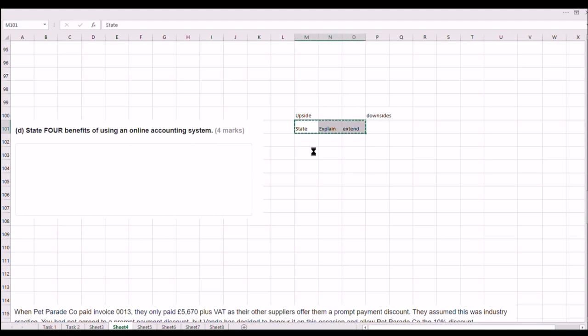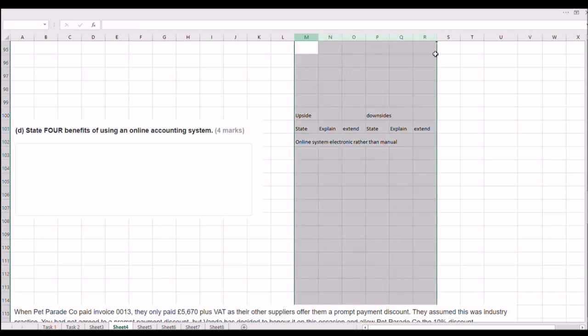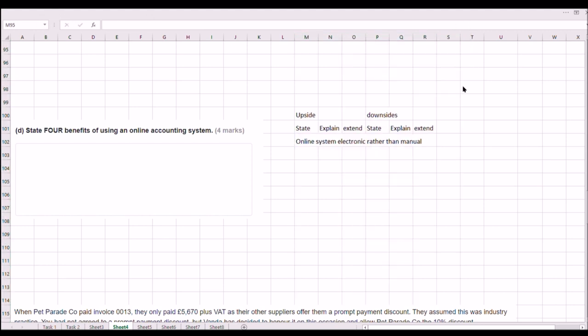And that gives us a nice little box of six different types of things to be thinking about. So, state four benefits of using an online accounting system. An online system will be electronic rather than manual. I stated it from that point of view. So I'm going to go with online system being electronic rather than manual. Let me make this all a bit bigger as well. Okay, online system. So upside is going to be save time.